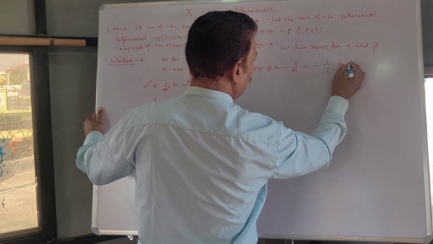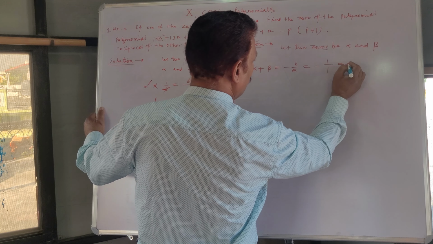Okay. Now the product of zeros, alpha and beta. Product of zeros, that is alpha into beta. That is c upon a. What is c? This whole, minus p plus 1, upon what is a? Coefficient of x square, that is 1. So alpha beta is minus p plus 1. To find alpha and beta, that means the zeros, let us find alpha minus beta.